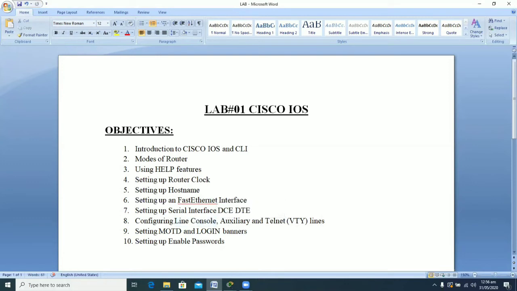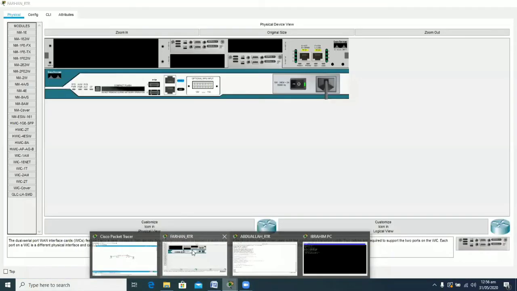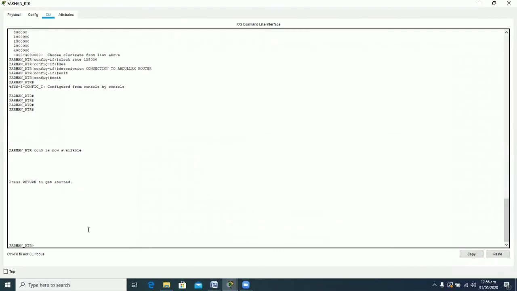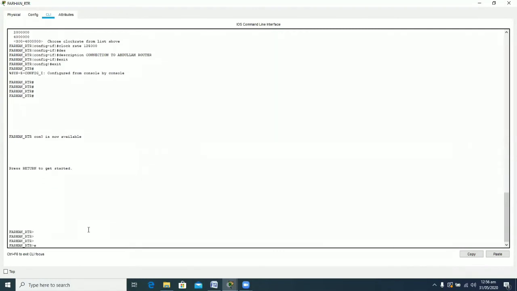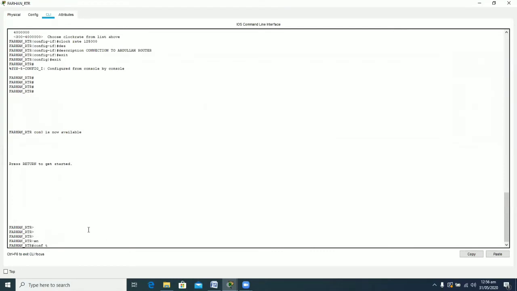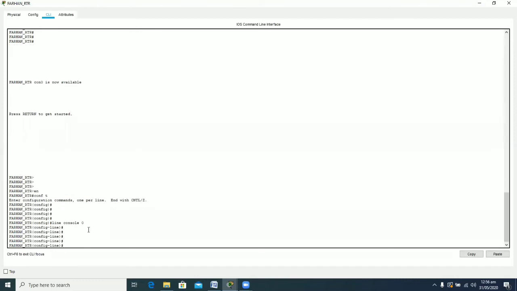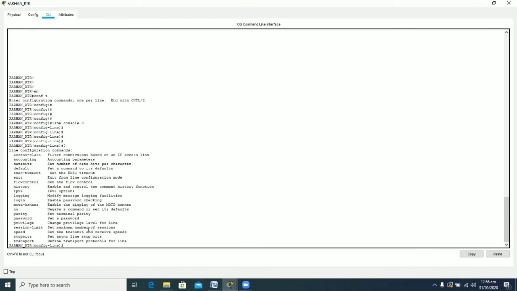So moving to my Farhan underscore RTR router, and we are now going into its CLI. Now this is the user mode, enable mode, and the global configuration mode. And after entering into the global configuration mode, the line console 0. This is your command for entering into the console terminal. So line console 0, this is config-line. And now in this particular sub interface mode, I will be giving it a password, and this is the help feature, and you can see over here that there is a password present in it.